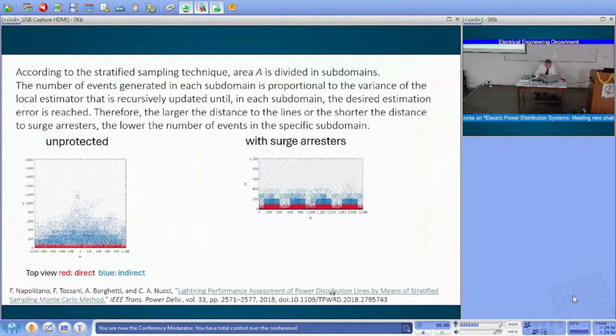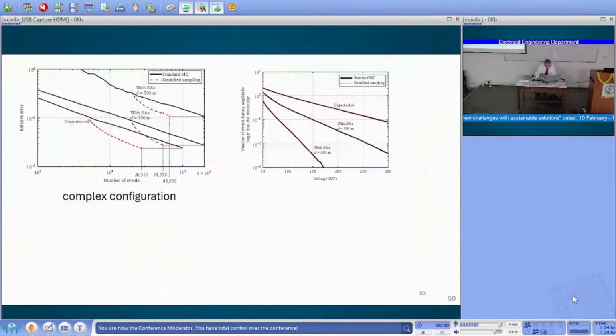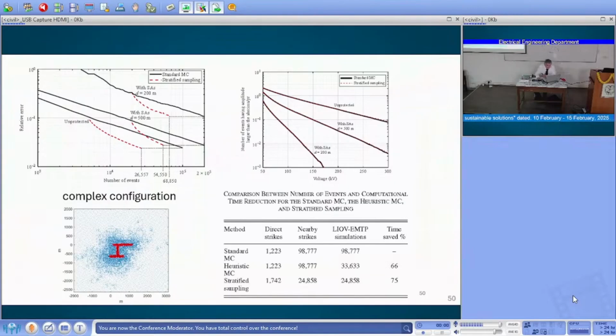There is also a table here that indicates the time saved, and this is also repeated for a more complex configuration, not a straight line. These diagrams above indicate the advantages. Here we just confirm that if you use the standard Monte Carlo method and the stratified one, you obtain the same curves, because they are exactly the same.